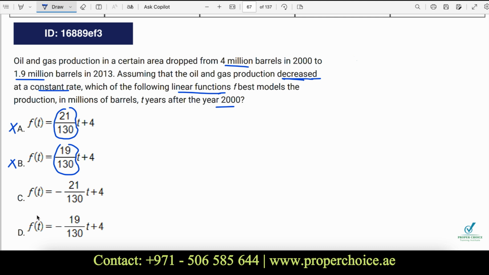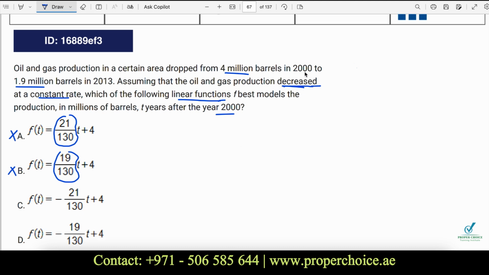Then how do we clarify it? As they say, in 2000, 4 million. So I am considering in 2000, 4 million barrels, and in 2013, 1.9 million barrels. So if I consider this the value of x, this the value of y, find the slope. As they clearly said, linear function. So how do we solve this? Taking this as x1 and this as x2, this as y1 and y2, use the slope relation m equals y2 minus y1 over x2 minus x1.